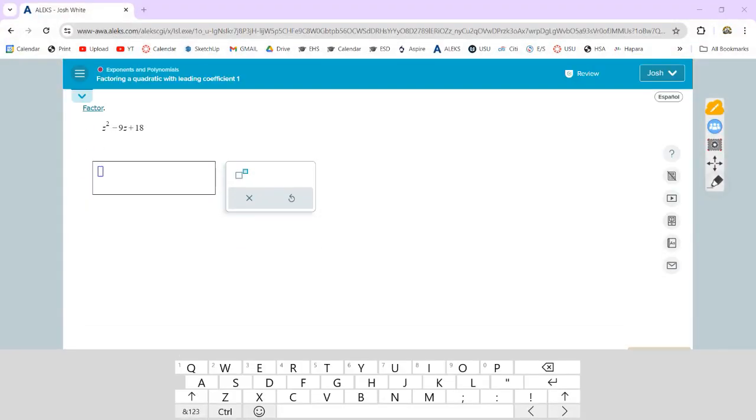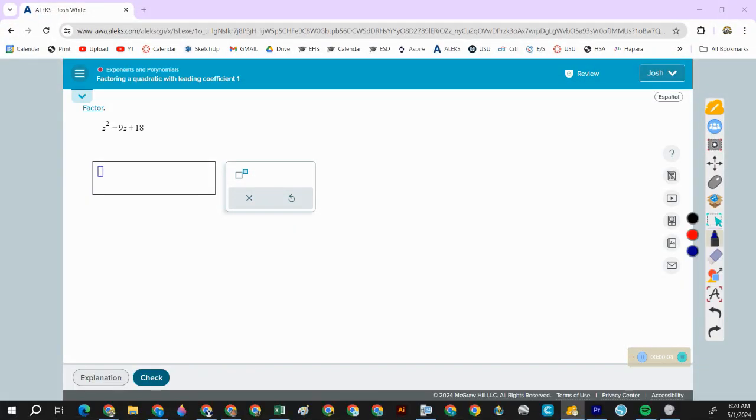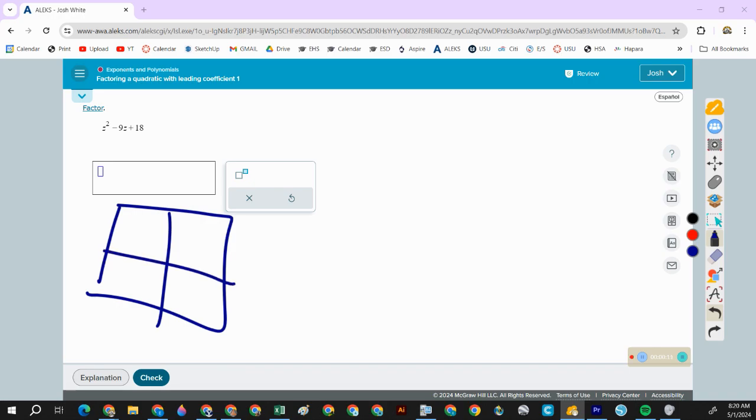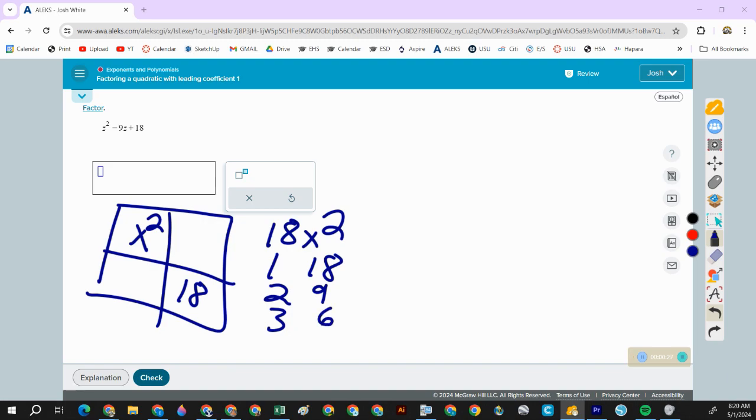This is 11.6, and it's just going to be a review of the factoring that we've already learned. So here we're going to draw the box. We're going to put in x squared and 18. Multiply those together, 18x squared. And then we factor 18: 1 and 18, 2 and 9, 3 and 6. 4 and 5 don't work.